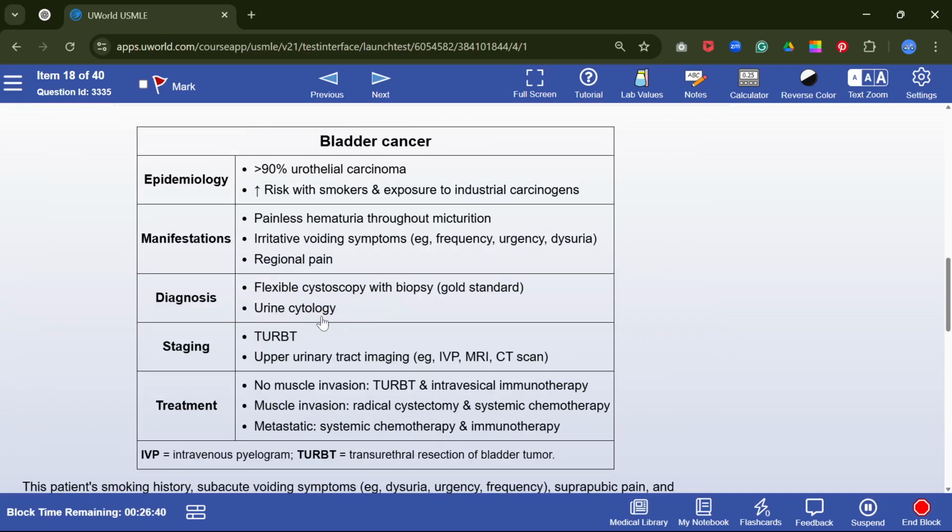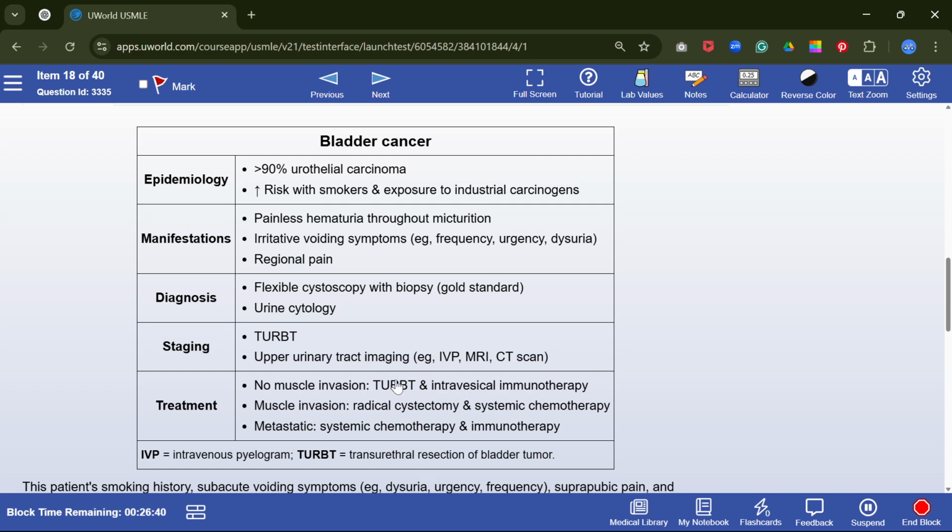Bladder cancer: more than 90% is urothelial carcinoma, with increased risk in smokers and those with exposure to industrial carcinogens. Manifestations: painless hematuria throughout micturition, irritative voiding symptoms, frequency, urgency, dysuria, regional pain. Diagnosis: flexible cystoscopy with biopsy is the gold standard, and urine cytology. Staging: transurethral resection of bladder tumor and upper urinary tract imaging, IVP, MRI, CT scan.